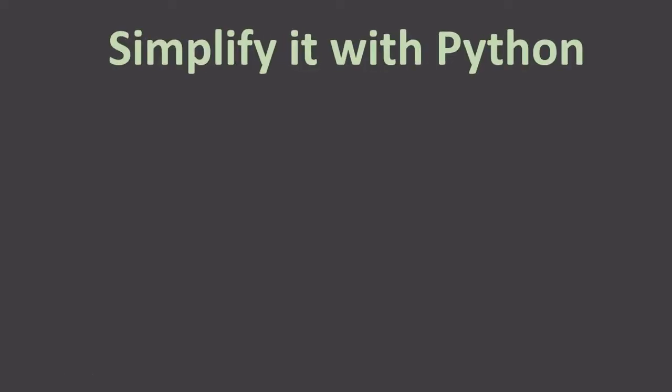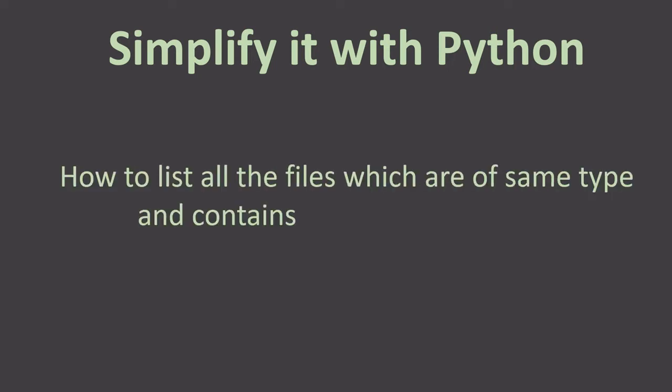In this section of Simplify It with Python, today we will learn how to list all the files which are of same type and contain a specific text or string. When I say same type, it can be either a text file, CSV file, Excel file, JSON script, SAS script, or whatever it is. Let's understand this problem statement in detail.